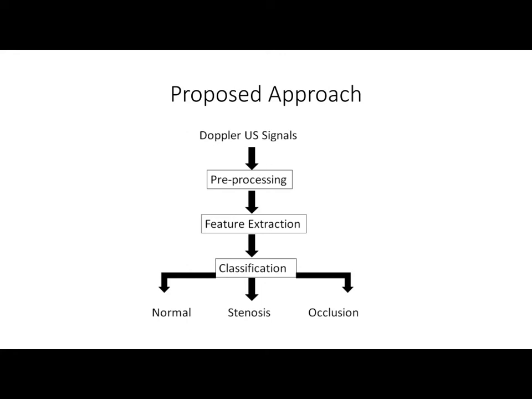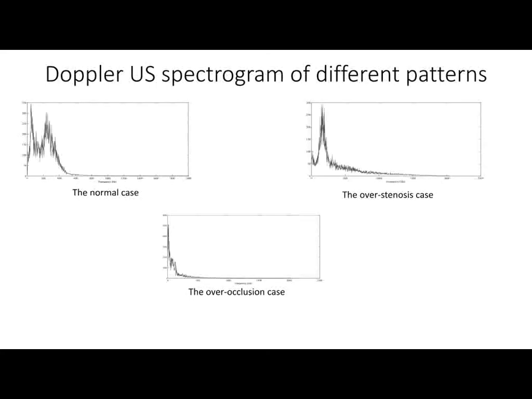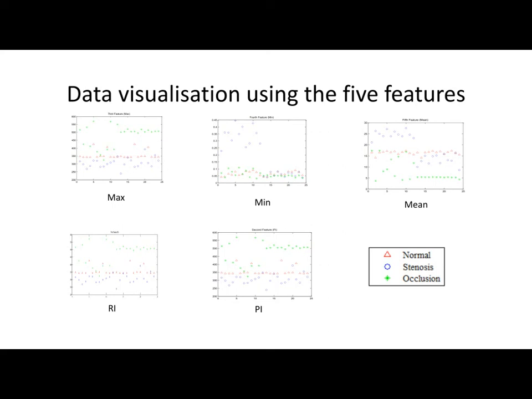The approach is applied to 72 samples divided into 3 equal sets, which represent the 3 main classes to be identified, which are the normal, stenosis, and occlusion cases. The spectrograms of a sample of the 3 patterns are shown in the presented figures. It's clear that the spectrograms have different characteristics.